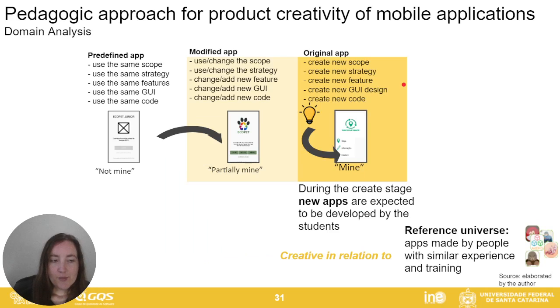So, for a pedagogic approach for product creativity of mobile applications, in the create stage, students can follow different processes to develop new apps with new scope, new strategy, new features, new design, etc. And this app is considered creative in relation to a reference universe, which is composed by apps made by people with similar experience in training. For example, apps created by other students from the same classroom.